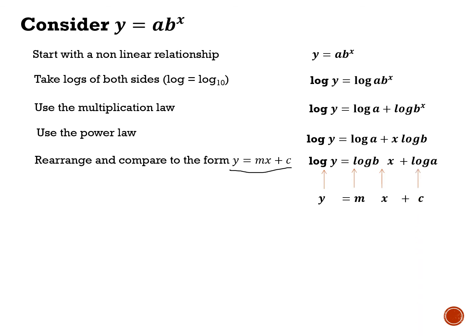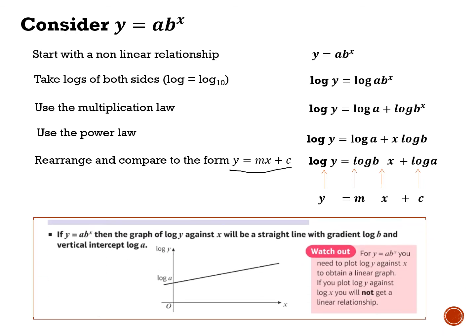Okay, and then your y-intercept, or your vertical axis intercept plus c, is given by log a. So for these particular ones, again, if you need to pause this to write it down, I would say here, make sure you've got all of this copied down, including this graph at the bottom. So with this one, if you plot log y against x, you will get a straight line.